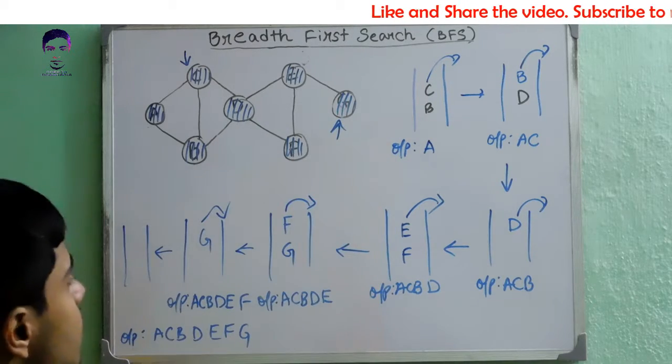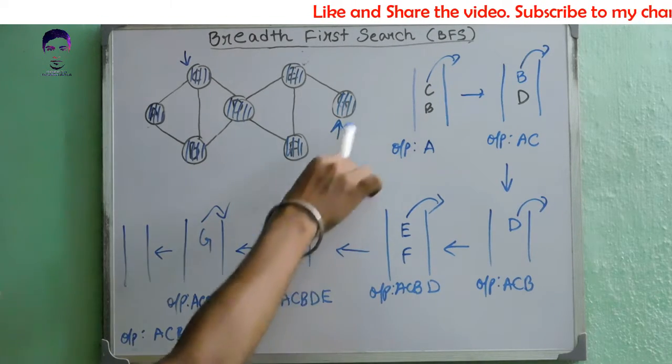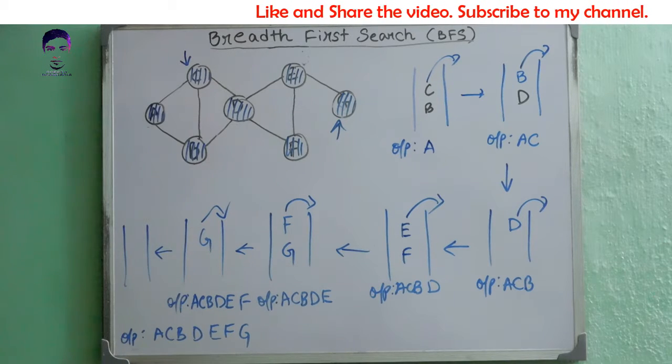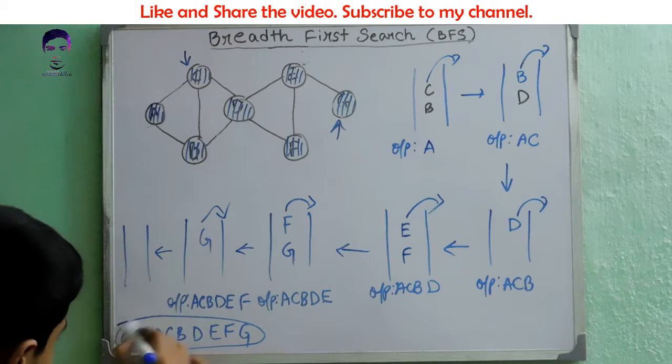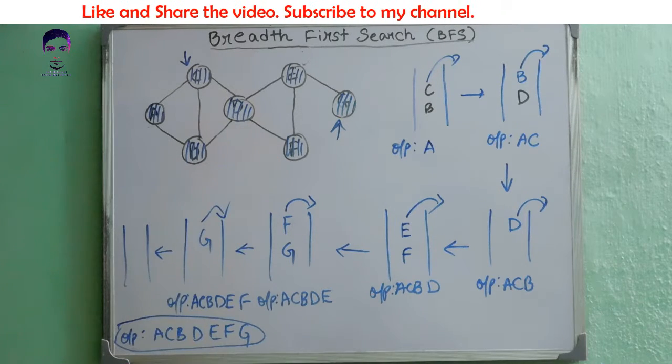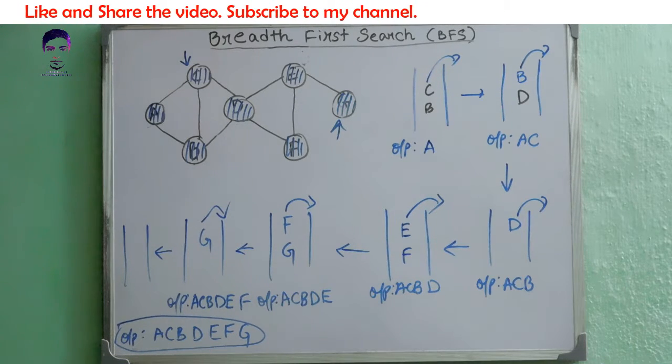This is the currently working node, and we can see that there is no more unvisited adjacent nodes left. So this is our result of the breadth first search using the data structure queue.